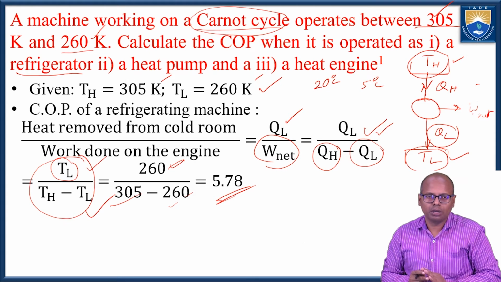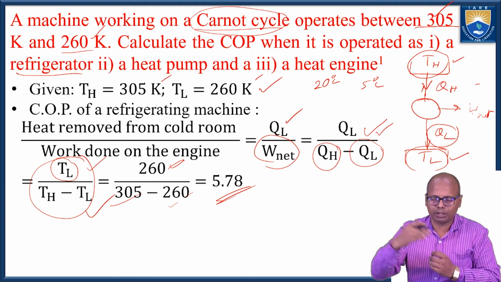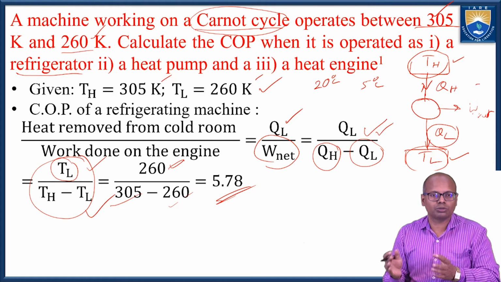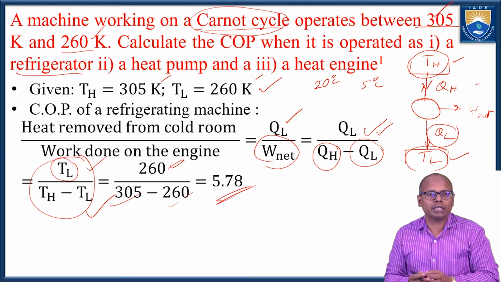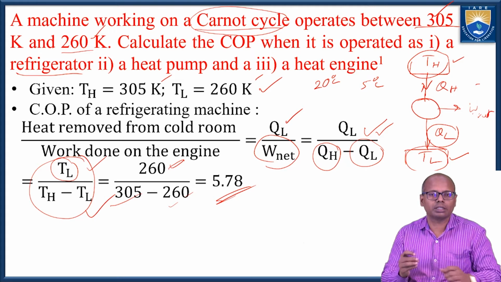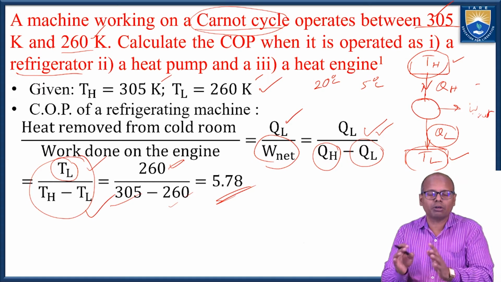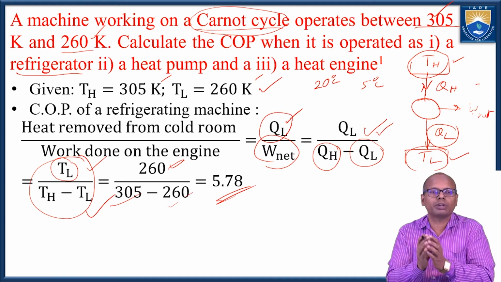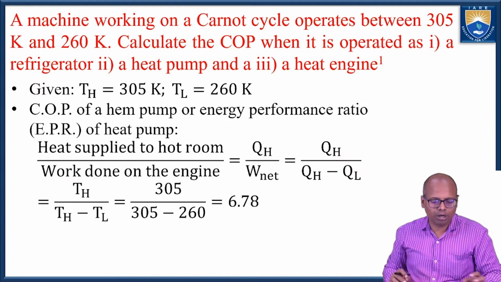But there is a tendency for heat to flow from higher temperature to lower temperature. That is the reason we need to insulate the cold room so that the heat transfer is negligibly small, or within an acceptable limit. So here our point is, if it is a refrigerator, the numerator is the amount of heat taken from the cold place or cold reservoir.